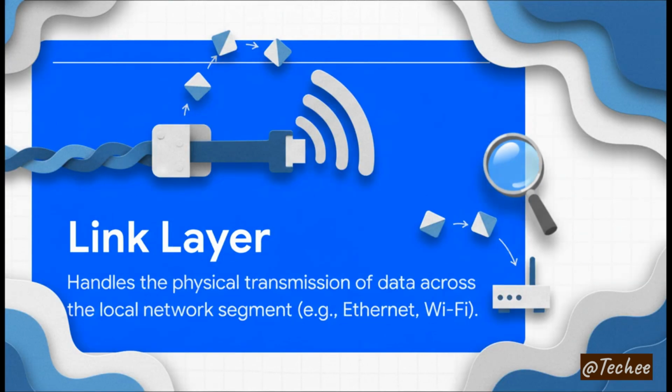And last but not least, we hit layer 1, the link layer. So if the internet layer is the global post office, the link layer is your local delivery driver. This is where the rubber meets the road, literally. It handles the actual physical transmission, turning all that digital data into electrical signals for an Ethernet cable or radio waves for your Wi-Fi. It's all about getting the data from your computer to your router.